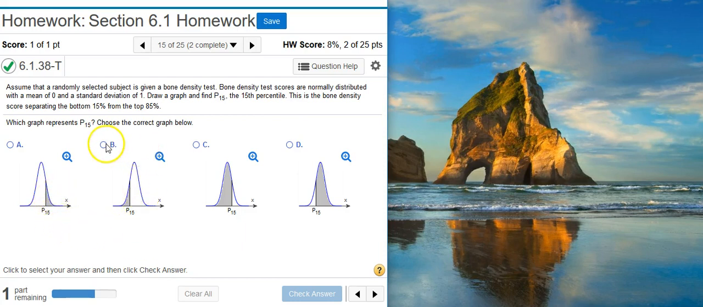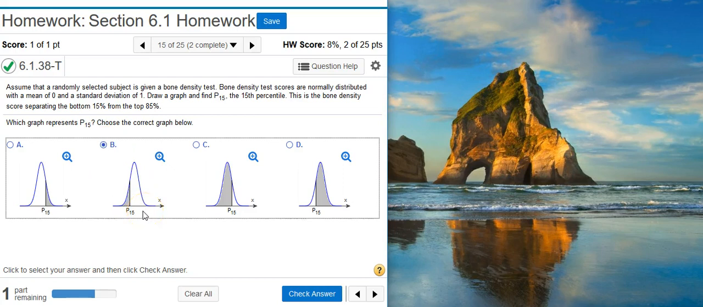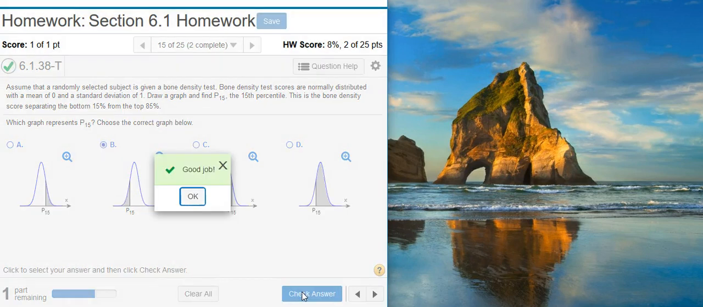Well, answer option A is not going to work for us because this is not the area below P15. Answer option B looks like the one that we want to select, but let's look at the other answer options just to make sure. Answer option C has the area shaded to the left, which is good, but this area is no way 15% of the total because the area shaded here is clearly more than half, and 15 is not more than 50. So there's no way this is right. And answer option D has the area under the curve shaded to the right, which is not what a percentile is. So that's also incorrect. Answer option B is the one we want. Good job!